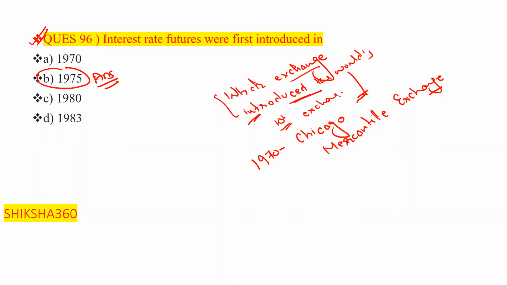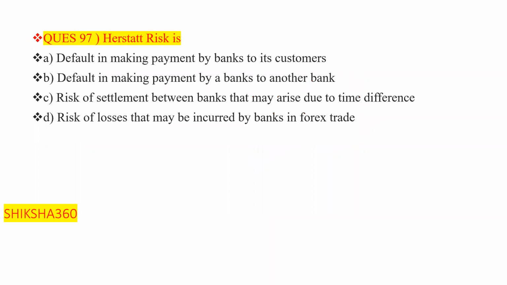Now move to the next question, question number 97. Very, very important from the examination point of view. Definitely you will get this type of question in the examination. That question relates to the Herstatt risk. So what is this risk? Default in making payment by a bank to its customer, or by a bank to another bank.